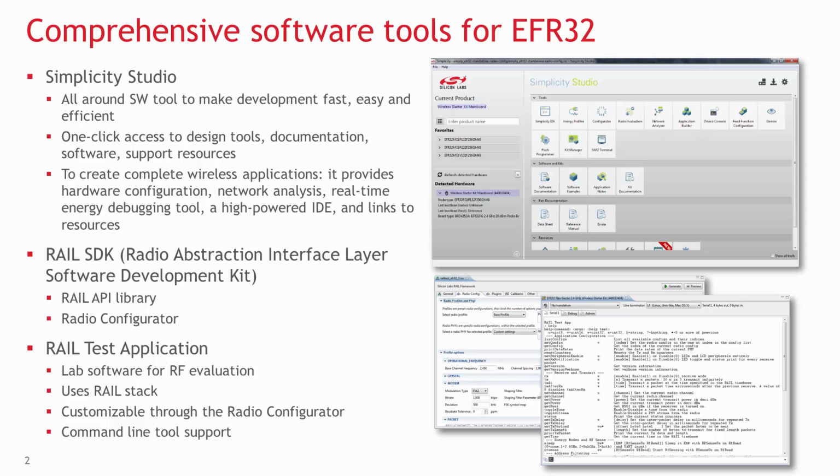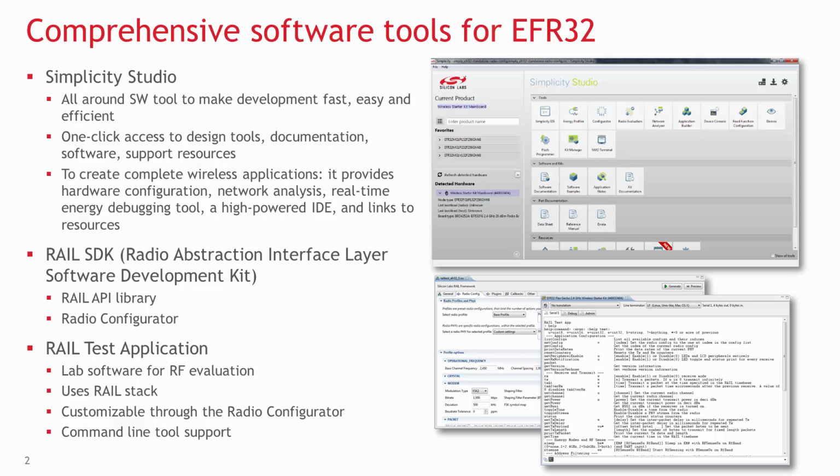An additional software tool for the EFR32 is the RAIL SDK, which stands for Radio Abstraction Interface Layer Software Development Kit. The RAIL SDK is embedded in Simplicity Studio and it has two main components. The first one is the RAIL API library, which is a software stack that acts as an interface between the EFR32 and your application code. The RAIL API includes a variety of API functions to program the radio parts of the EFR32.